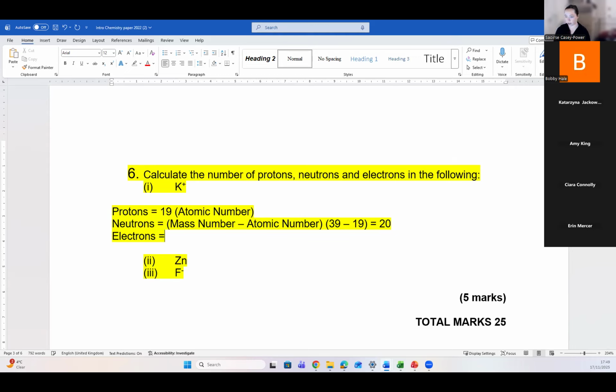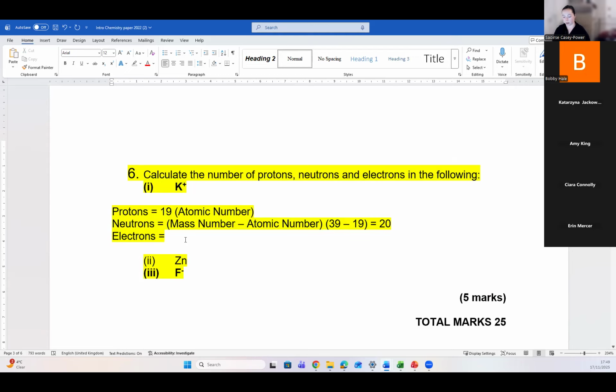Right, so your electrons here, this is where it's a little bit different, and that's why it's really important to pay attention to the signs or the charges. These two are examples of the ones that are charged. So it's either that plus or that minus. That's really important.